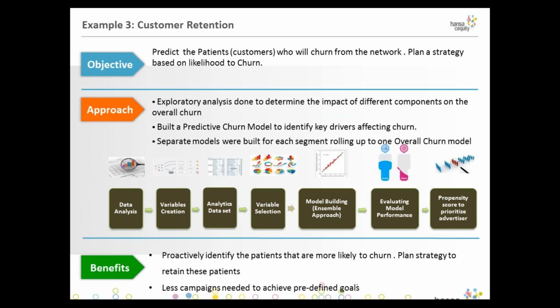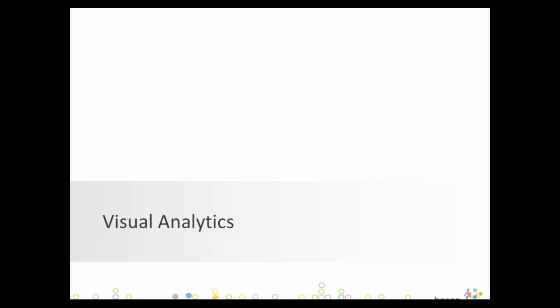A quick look at the third one, again a very popular use case, and that is around customer retention. And this is basically saying, let me predict the patient or the customer who will churn from my network. And once I do that, then let me come up with a strategy or a business action to intervene and see if I can really have them continue, because acquiring new customers is much more costly than retaining existing customers. Again, this is a typical use case which is very well supported by the tool.